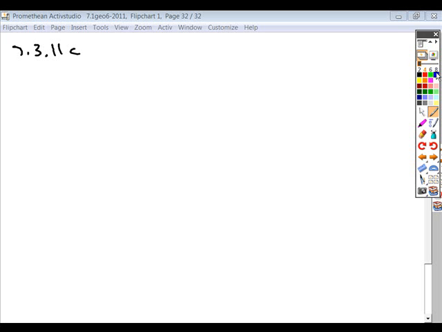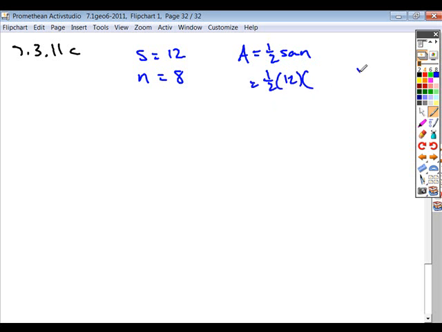But you're told that you have a regular polygon with a side length of 12, so you know your S value is 12. And you want to find the area of a regular octagon. If we're dealing with an octagon, what's the number of sides going to be? 8. So the only thing that we need to complete our area formula, 1/2 SAN, we have the S value, we have the N value. All we need is the A value.